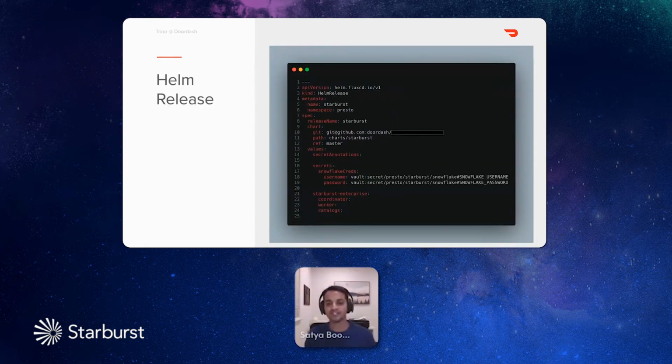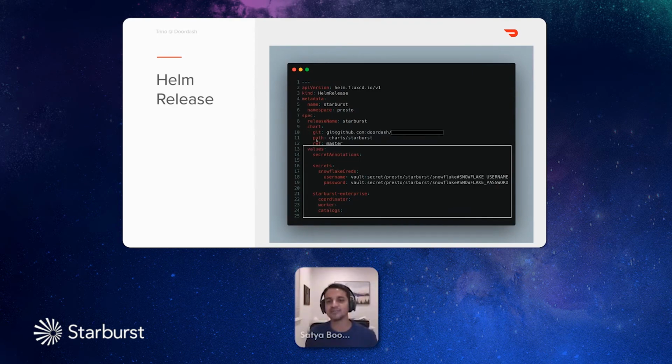Coming to the Helm release. This is where the crux of the configuration is. You can see that this is where we are defining all the values. As an example here, how are the secrets being fetched from the vault? For example, Snowflake credentials or Kafka or things like that. They're all fetched from the vault in this case. And you also have the chart information here.